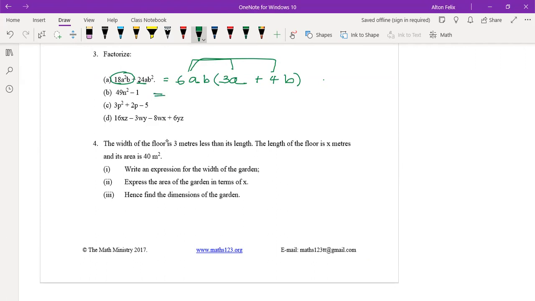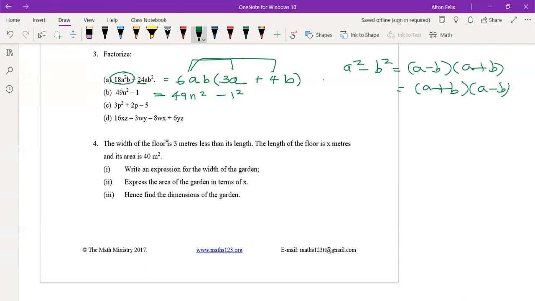This second one has to do with the difference of two squares. This is really 49n squared minus 1 squared, which is really the 1. Now the rule with the difference of two squares is that a squared minus b squared will be a minus b by a plus b, or you could write it as a plus b by a minus b. Right, that's just the rule. So our role here now is to see if we could rewrite this expression as the difference of two squares, which we can. It's really 7n whole squared minus 1 squared.